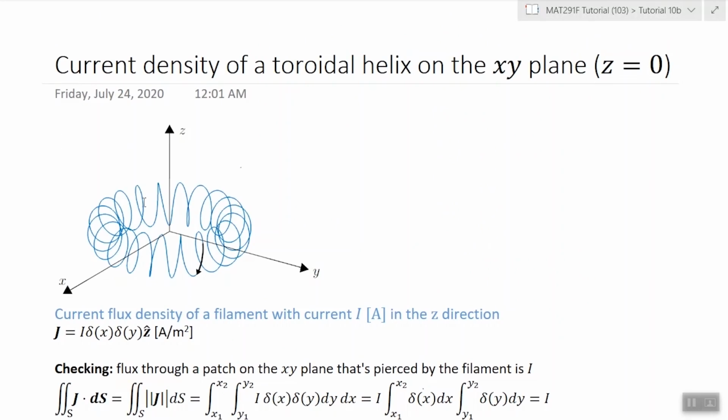I'm going to now explain how you could get the current density of a toroidal helix, but I will just do it for the xy plane, so for z equals 0. Now you could also get the current flux density for other values of z, and there is a bit of a discussion in the reading assignment on how to do that, but it gets a little bit more tricky, so I'll just do the xy plane case. So first, let's talk about current flux density for a filament with some current I that goes in the z direction. So we have just the xy plane.